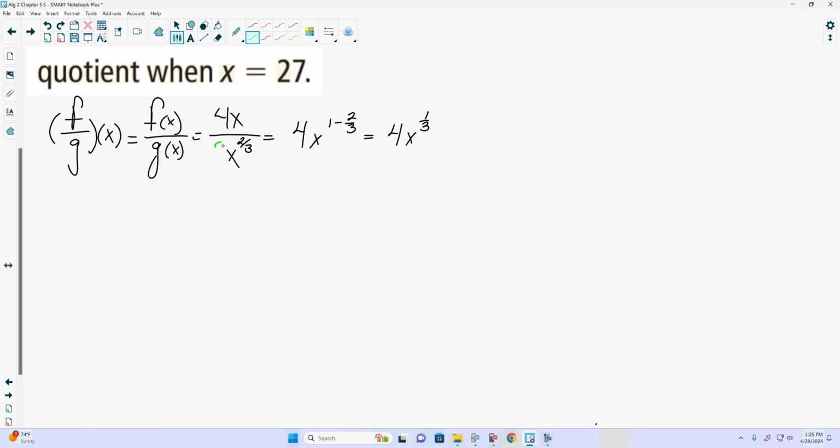Now, we don't have it here, but if it had been, say, 4x over 3x to the 2/3, we'd still have the 3 on the bottom, and the x would go on the top, because we want these fractional exponents in the numerator. But we don't have that. We have this here.